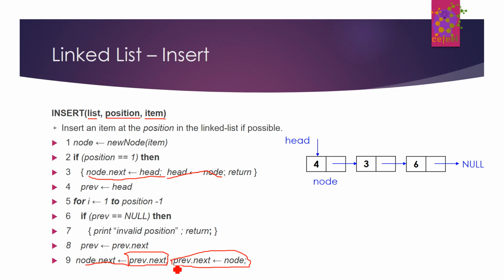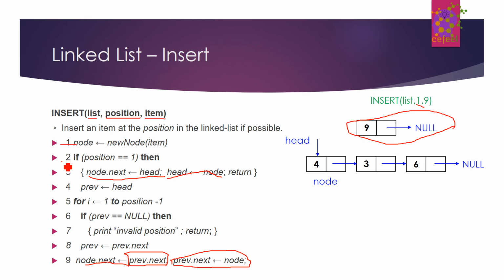So first, let's say we have 3 nodes in our linked list, where head is pointing to the node 4, and then we have the last node 6 which points to null. And let's say we want to insert an element 9 at position 1. Now this is a special case, as we have already discussed, which means we need to insert it at the first position. So in this case, in step 1 we create a new node, and that is what happened here. A new node is created.